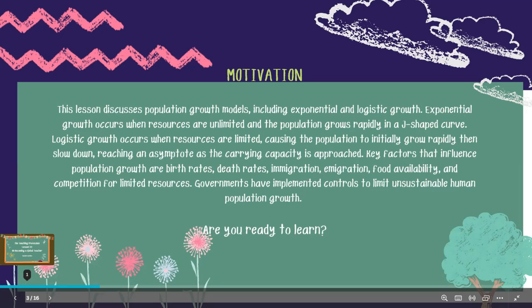Key factors that influence population growth are birth rates, death rates, immigration, food availability, and competition for limited resources. Governments have implemented controls to limit unsustainable human population growth.